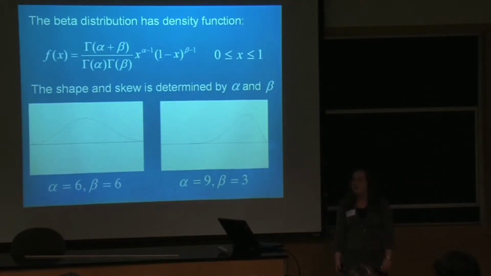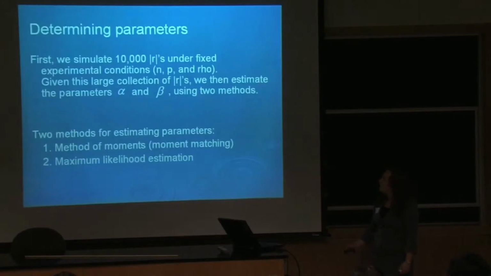Why did we choose the beta distribution? Well, beta is a very versatile function, and it has the following density function. It is restricted between values of 0 and 1, which is very convenient because the absolute value of r is also bound between 0 and 1. The shape and skew of our beta distribution is determined by the parameters. We can see that an alpha of 6 and a beta of 6 create a very symmetric distribution. On the other hand, an alpha of 9 and a beta of 3 create a left-skewed distribution.